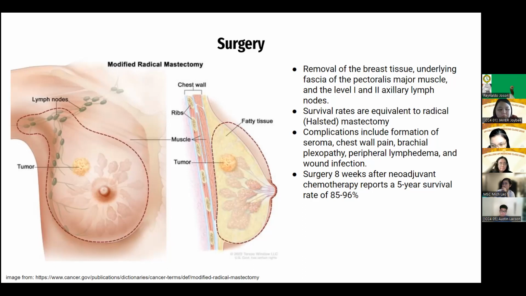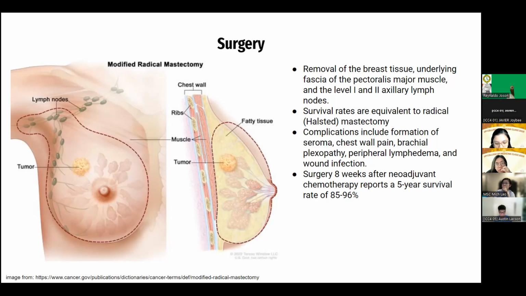So as mentioned earlier by Joy, complications of surgery using MRM include seroma formation, pain, brachial plexopathy, peripheral lymphedema, and wound infection. So again, as mentioned, surgery is done 8 weeks after neoadjuvant chemotherapy. So it's 8 weeks because it's around 8 weeks na po since the last dose of chemotherapy of the patient on January 6. So ngayon po, the reported rates of 5-year survival depend on which study you cite. It ranges from as low as 85 to 96% po.